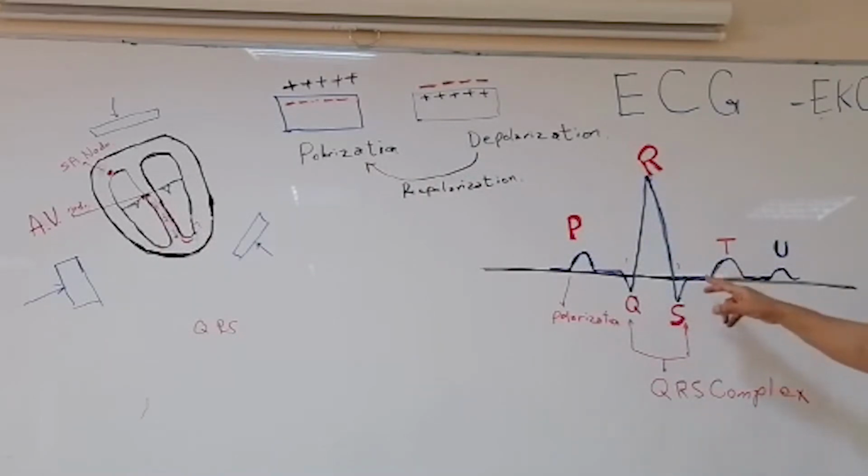Then we have the S. After that, there is the T wave. The T wave is the repolarization of the ventricles. Sometimes a U wave is there, but usually it is not appearing.